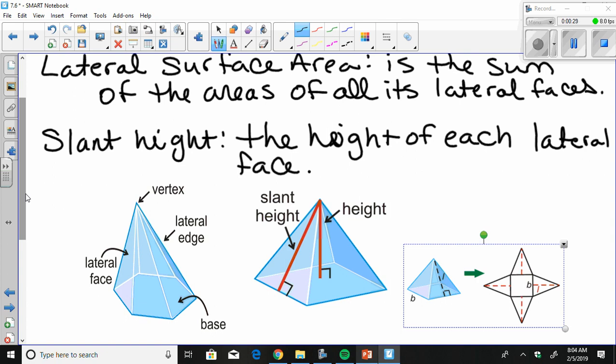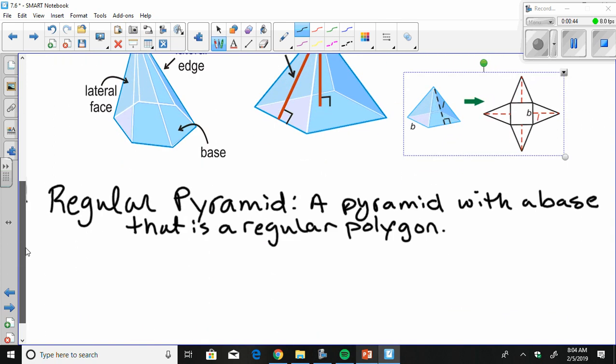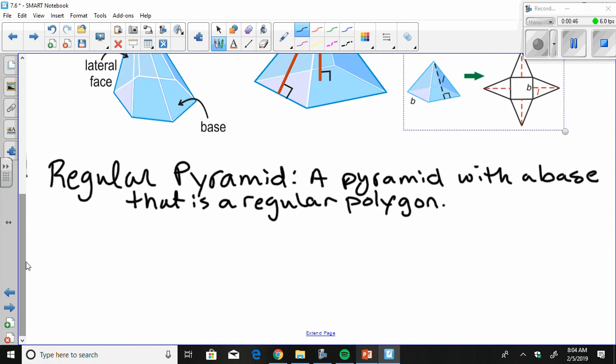So then we have slant height, is the height of each lateral face. So it literally goes up the slant, whereas the height of a pyramid goes from the point down to the middle of the base. The slant height is along the side, along that face. So a regular pyramid is a pyramid with a base that is a regular polygon. So regular polygon just means that it is the same all the way around the base.